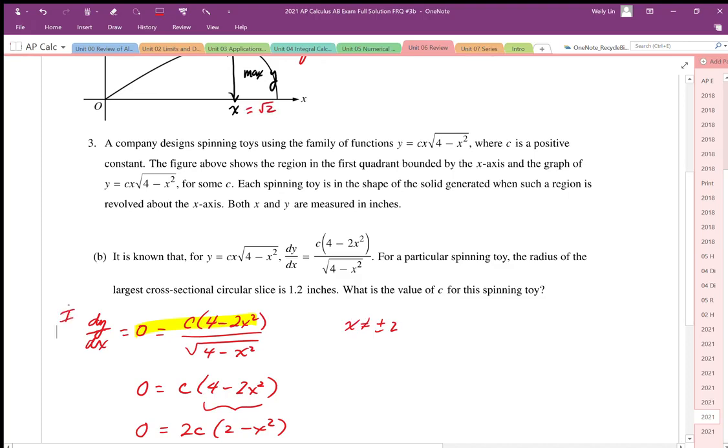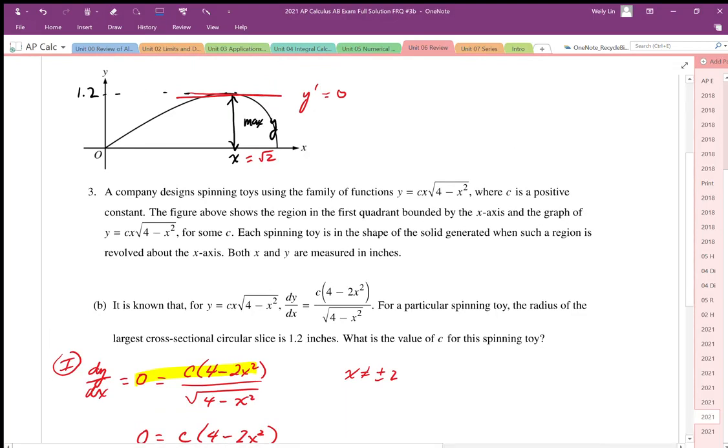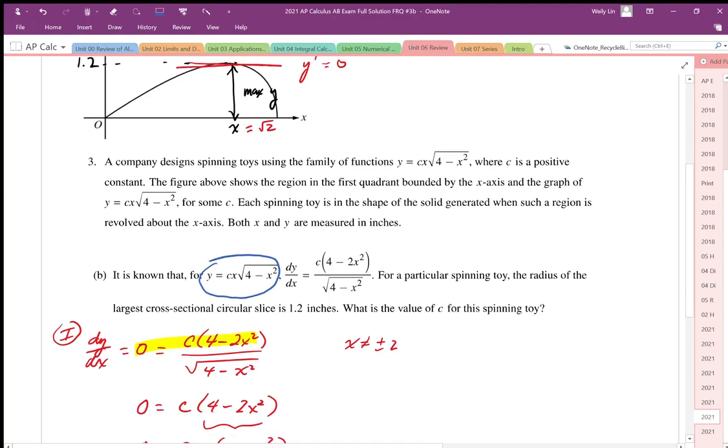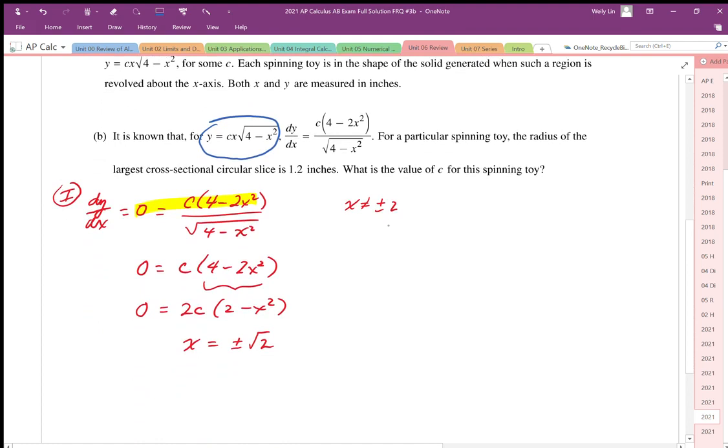That's part 1. The second part is that I need to solve for the value of c. So I need to know what my vertical expansion of this original function is to be able to get a maximum height of 1.2. So I'm going to set it up this way. This is the second part of the problem. I know that the y value is equal to 1.2, and I know what happens at an x coordinate of square root 2. But what I don't know is the c value.